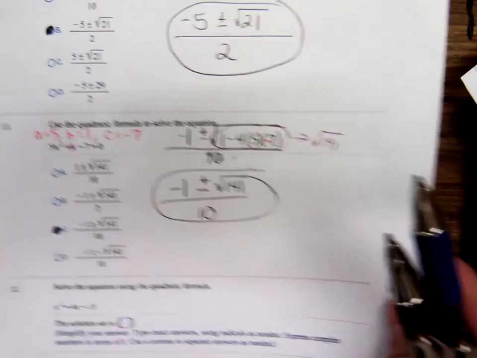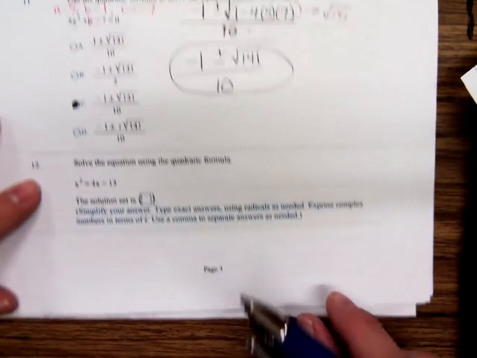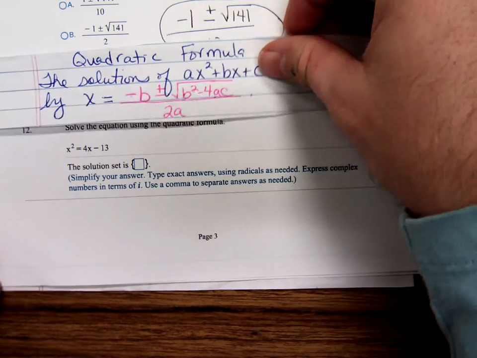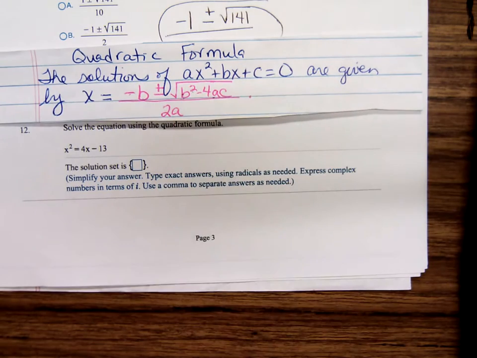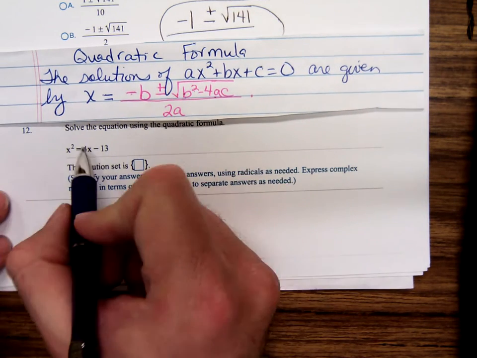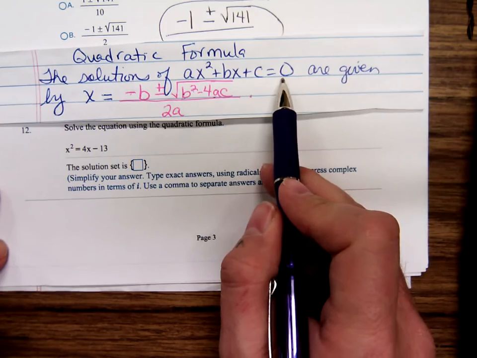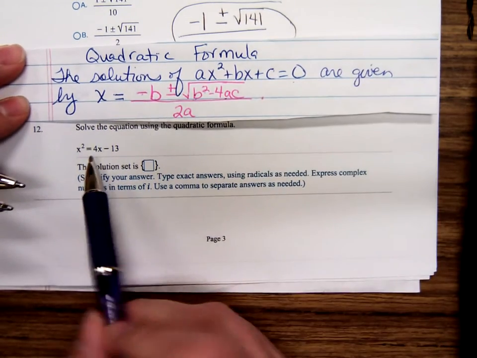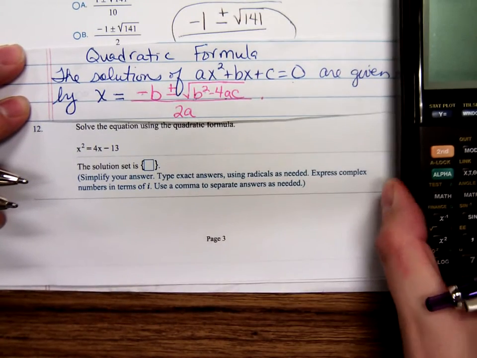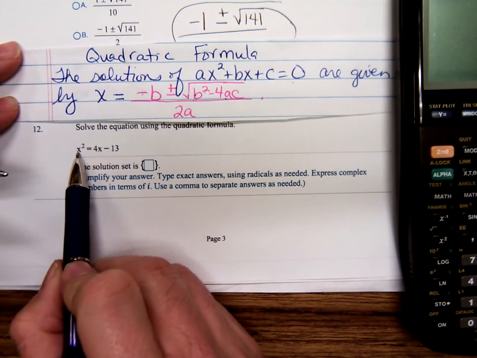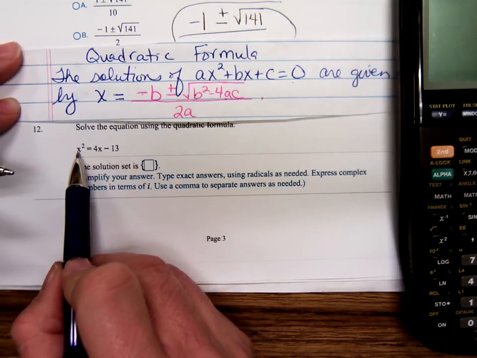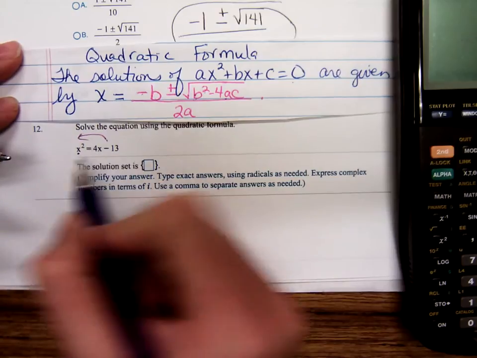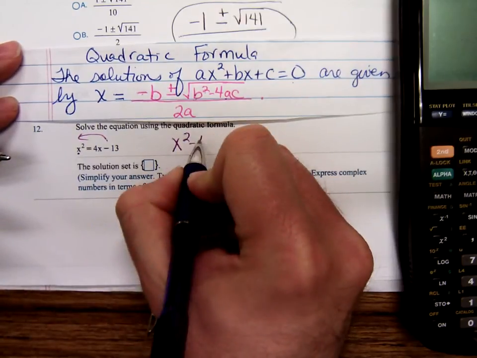We'll do number 12 now. This one requires that we rewrite it a little. You need a 0 on one side, and I think it's always easiest if we have it written with the first term positive, if A is a positive number, not a negative. So I'm moving everything over here, which means I'm subtracting the 4x and adding 13.